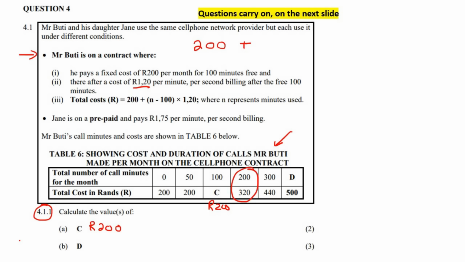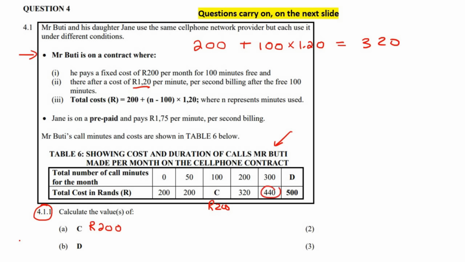So how many extra minutes does he use in this one? Think about it carefully. He speaks for a total of 200 minutes, but how many minutes were already for free? 100 minutes were already for free. So how many minutes did he go extra? He went 100 minutes extra. So for those 100 minutes, he will pay 1 Rand 20 for every single minute that he goes over. So if you had to go calculate that, you would end up with 320 Rand. And that is what they're getting over here.